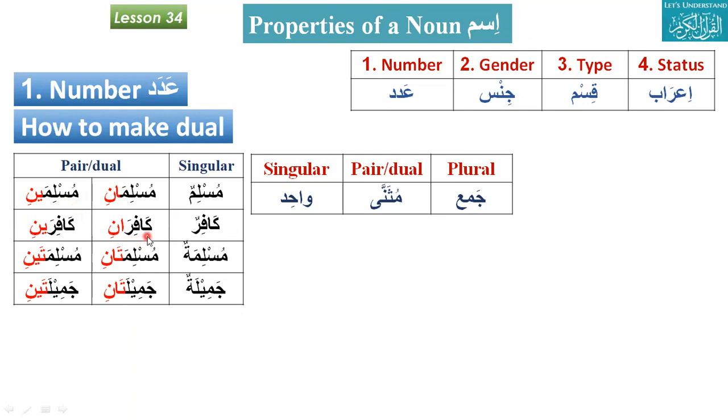Like Fatih, plural is Fatihun, Fatihin. Now we have to understand the difference between Fatihun and Fatihin. Meanings are the same. Kafirun, Kafirani, Kafiraini. Jamilatun, Jamilatani, Jamilataini. These are things we have to put at our fingertips. Just for practice, I think we have to go for breakout room.